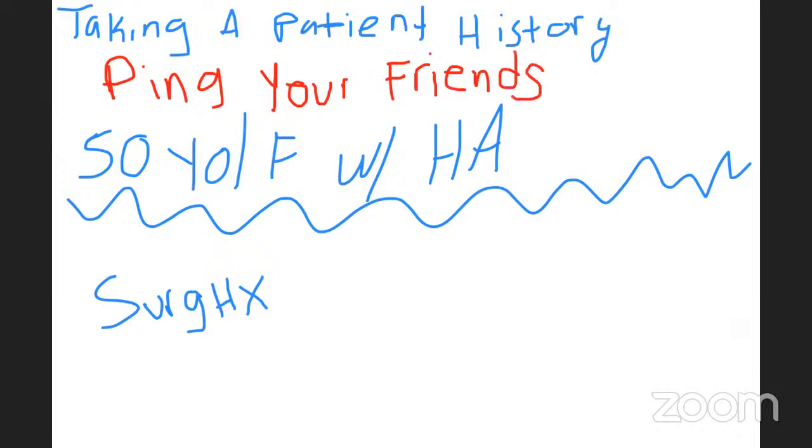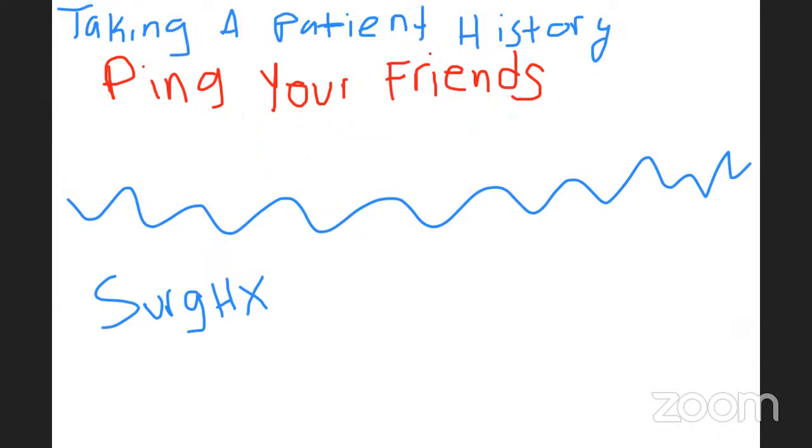Also, if they don't know what surgery they've had, we can ask if they have any scars from it, and take a look at what that would be. Give me an example. Like for appendicitis, you can tell. Exactly, very good.